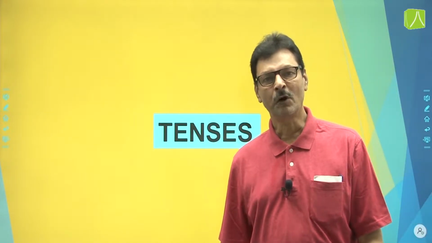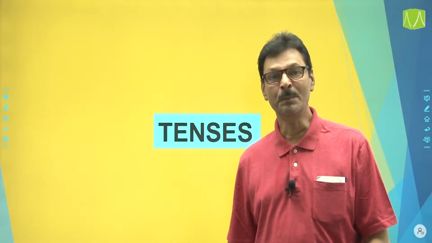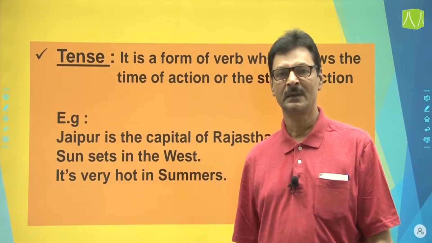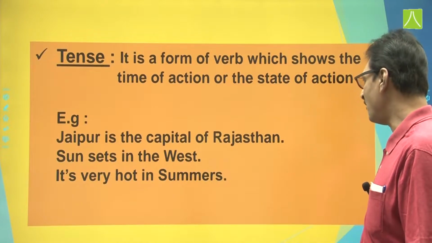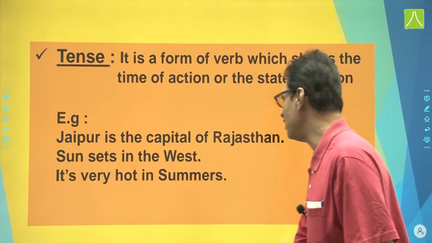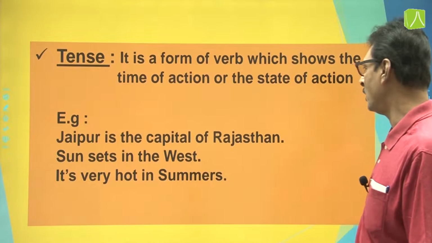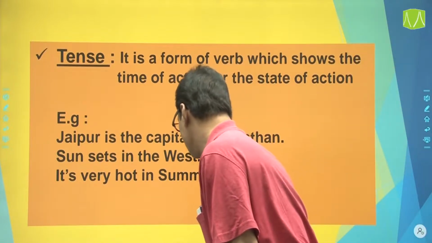Now friends, what are tenses? What do you mean by the term tense? Students say "kaal". The definition of tense is a form of a verb which shows the time of action and/or the state of an action.